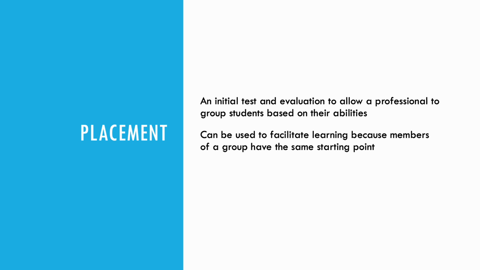The first one is placement. For placement, an initial test or evaluation is used to allow a professional to group students based on their abilities. It can be used to facilitate learning because members of a group have the same starting point. Can you think of an example of this? One example could be grouping students who are swimming into beginner and advanced classes based on their different skill levels.